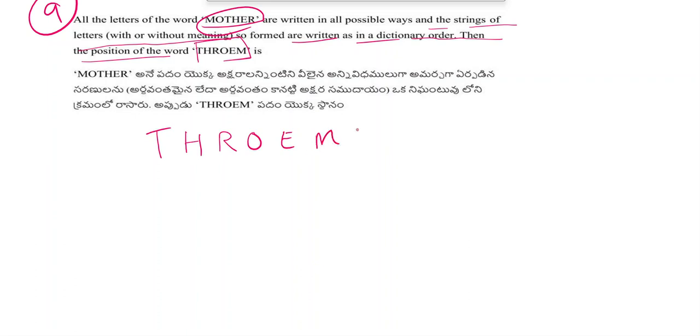Give the letters in alphabetical order. Here E is the first letter, H is second, M is third, O is fourth, R is fifth, and T is sixth. This is the alphabetical order. Write down in this: this is 0 factorial, this is 1 factorial, this is 2 factorial, this is 3 factorial.